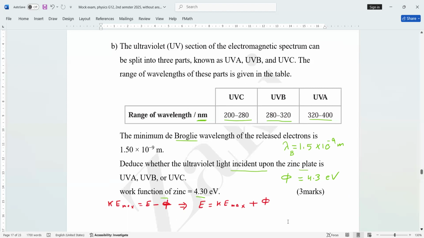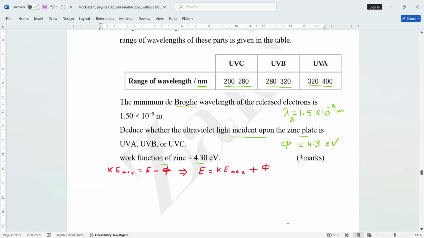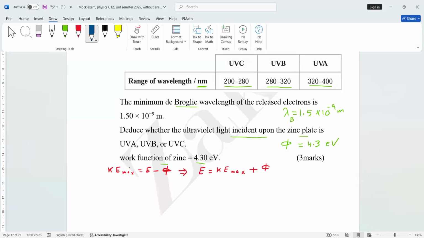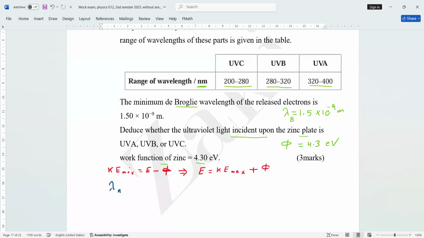Now we need to calculate the kinetic energy. First, we go to the de Broglie wavelength. Lambda de Broglie equals h over mv, where m is the mass of the electron and v is the speed. From this, we can rearrange it: mv equals h over lambda, then v equals h over lambda times m.